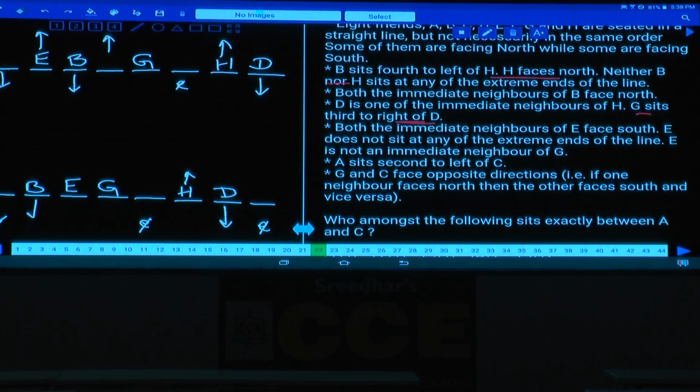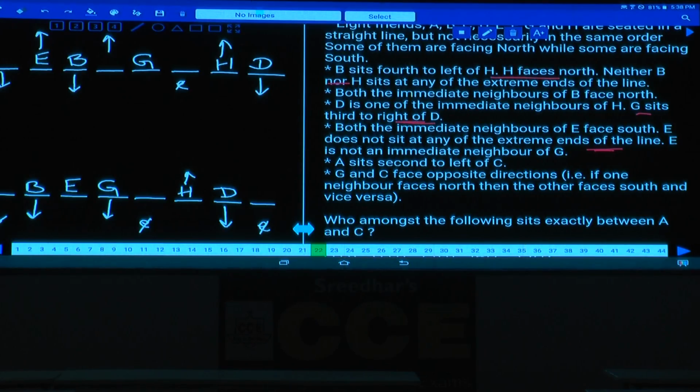If E is here, both B and G must face towards south, and immediate neighbors of E face south. E does not sit at any of the extreme ends of the line. That information is not required because both immediate neighbors means this E should have two neighbors, which is not possible where E is at an end.